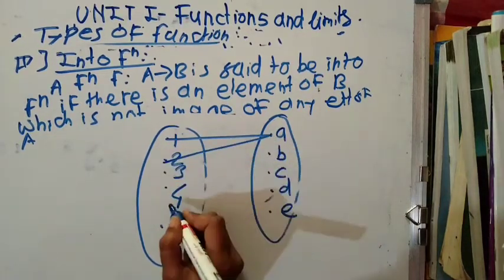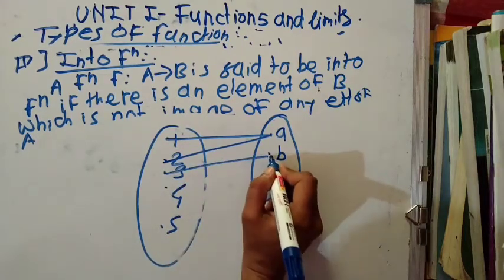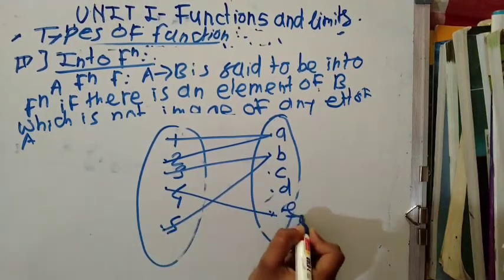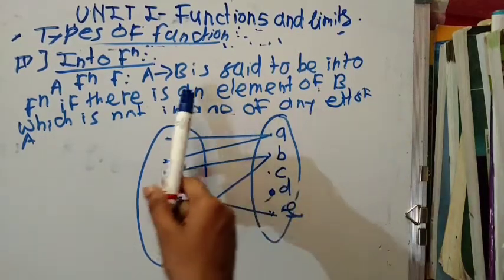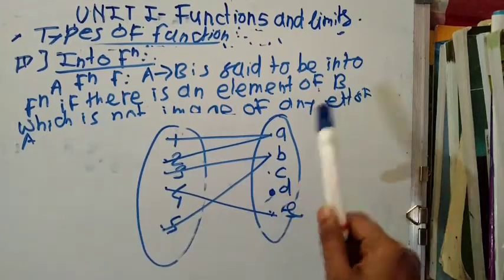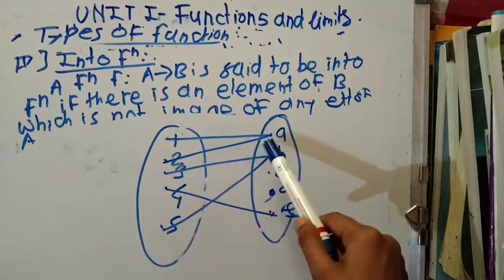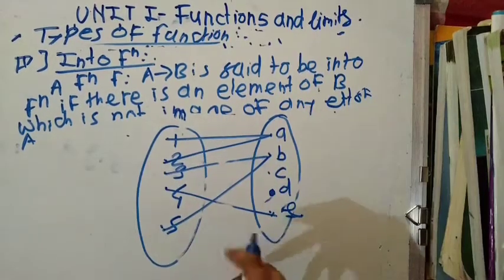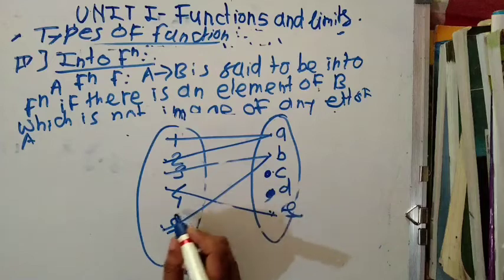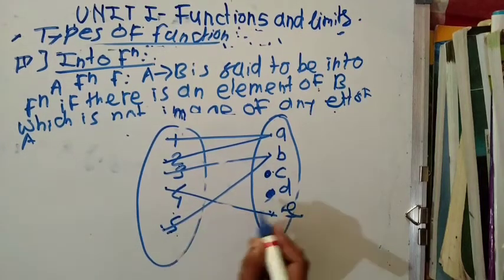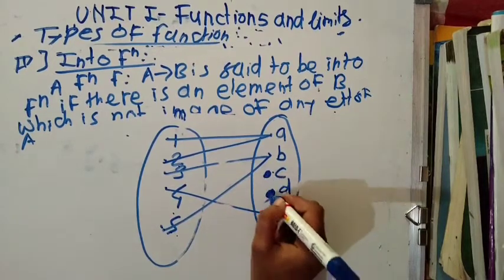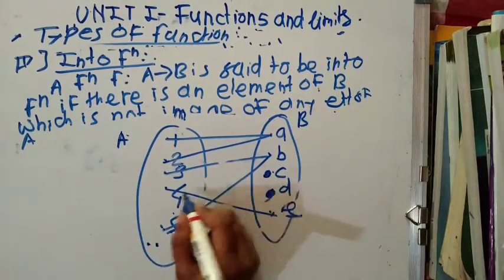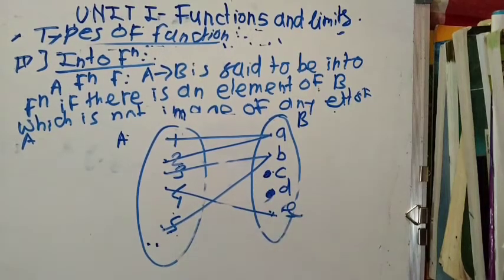Suppose 1 and 3 are attached to b, 2 and 5 are attached to a, and 4 is attached to e. It means a function is said to be an into function if there is an element of B which is not the image of any element of A. That means c and d are not the image of any element in A. So it is an into function. Even if one element of B is not an image of anything in A, meaning nothing is attached to it, it is an into function.